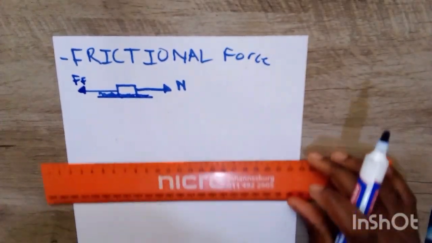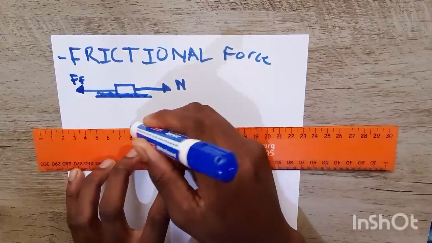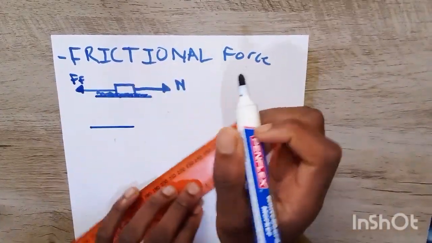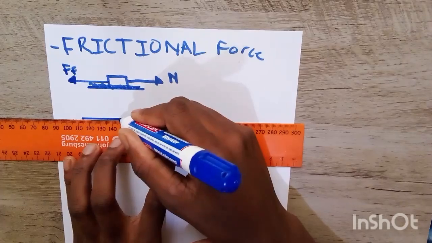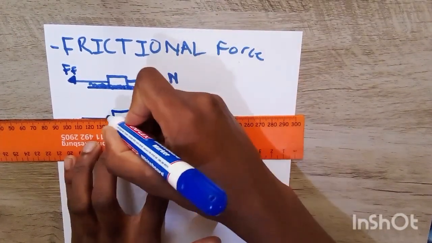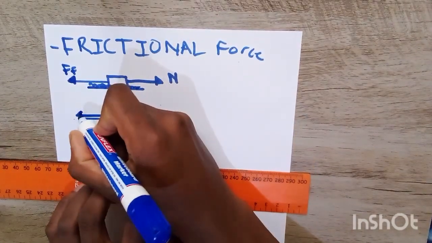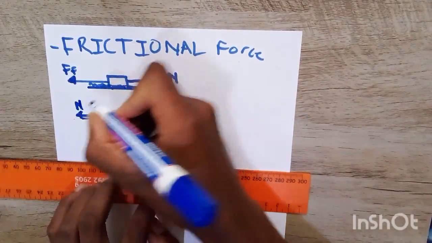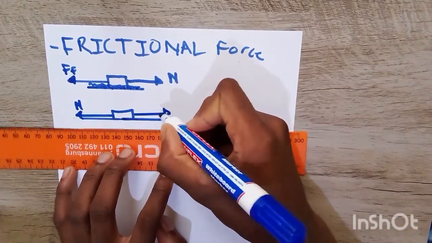If there is a movement, let's say for example, there is a movement to the left. Let's say for example, we have the surface. Sorry about that. We have our surface. Now, the movement now is to the left. The frictional force is going to oppose the movement. It's going to move to the right.